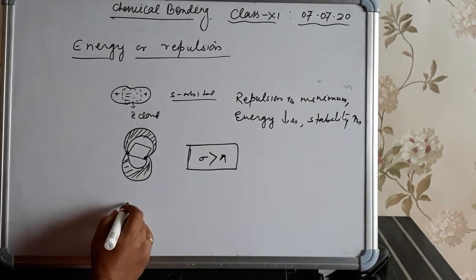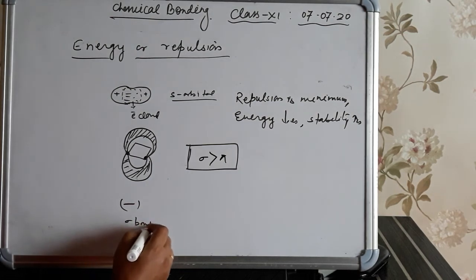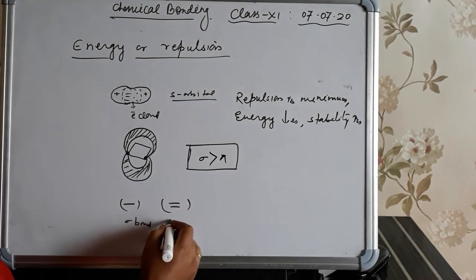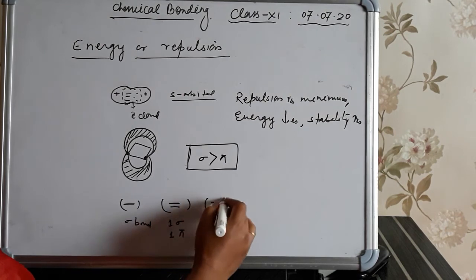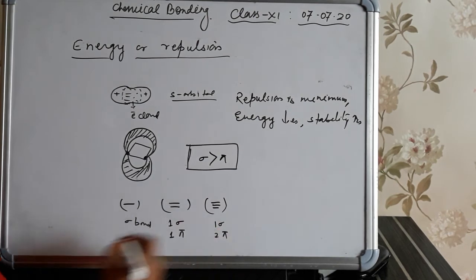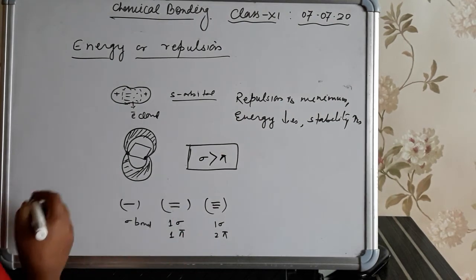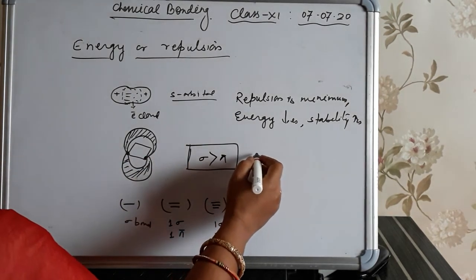So students, when one bond forms, it is a sigma bond. When two bonds form between two atoms, one is sigma and one is pi. If three bonds form between two atoms, one is sigma and two are pi. In that way, you can easily find out the number of bonds present in the given molecule. So find out the assignment.